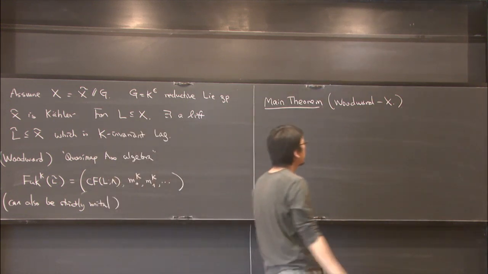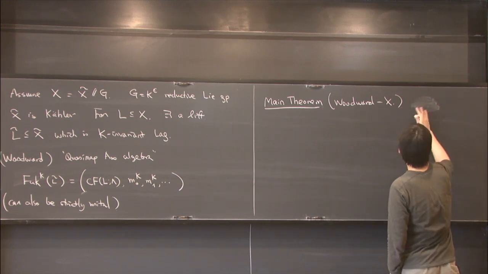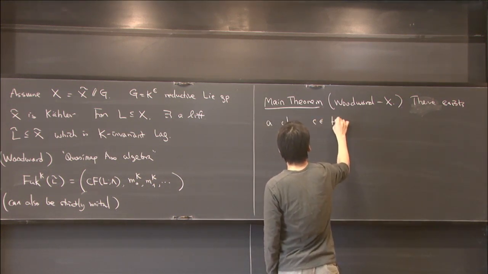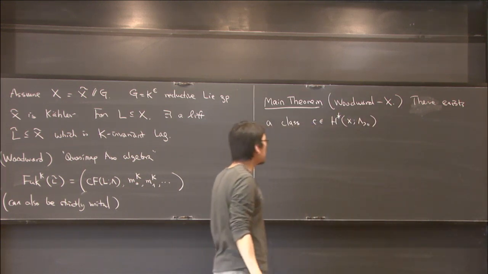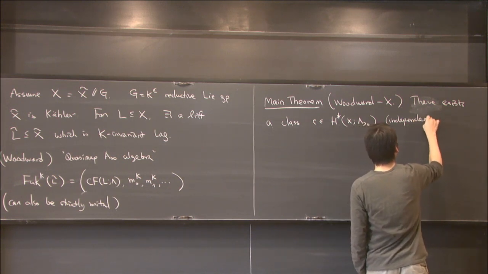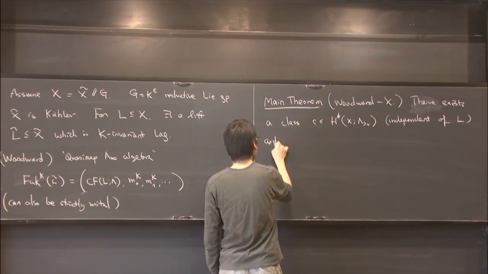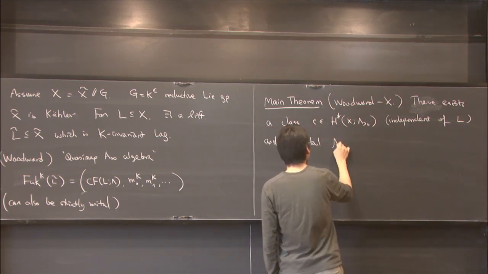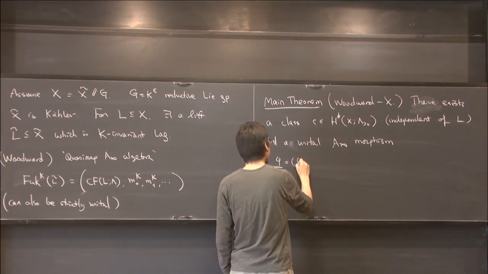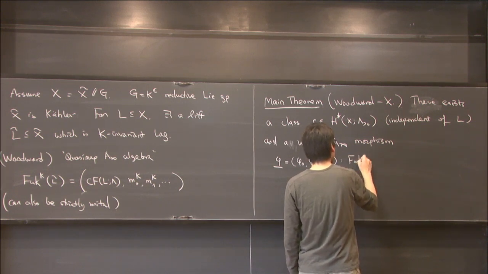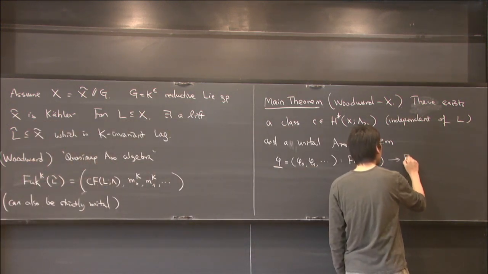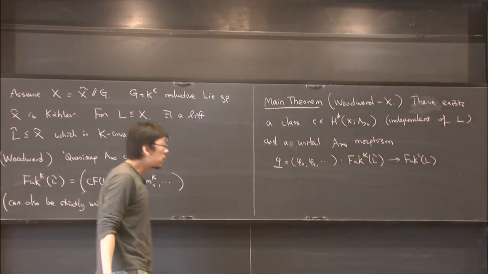Okay, so the main theorem reads as follows. In this case, there exists a class C in the cohomology of the quotient, which is independent of the Lagrangian, and a unital A infinity morphism from the equivariant A infinity algebra upstairs to the bulk deformed A infinity algebra downstairs.